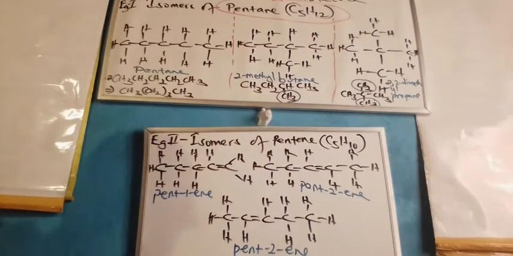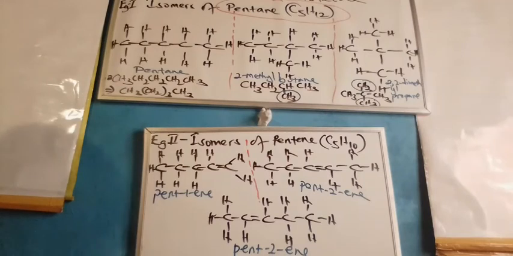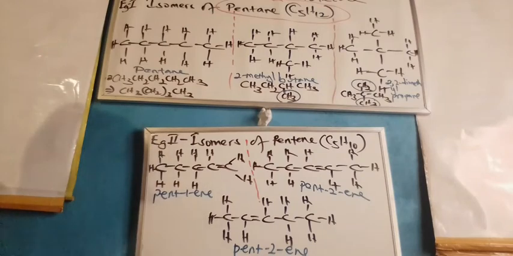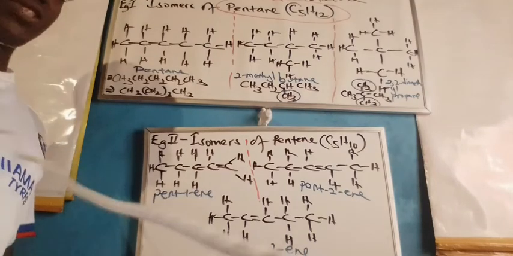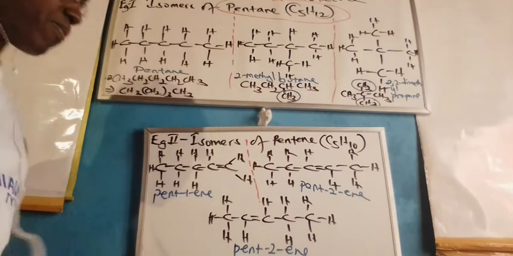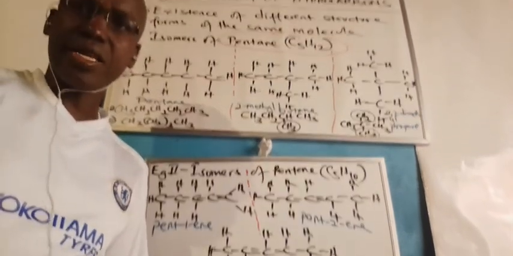Therefore, we assume that pentene will only form 2 principal isomers, namely pent-1-ene and pent-2-ene, regardless of whether the double bond is on the right-hand side or the left-hand side. So long as it's on the second carbon, it is pent-2-ene. And these are known as positional isomers. Therefore, positional isomers differ in respect to the position of the functional group. And in conclusion, we have said that isomerism is the existence of different structures of the same molecule. Thank you.